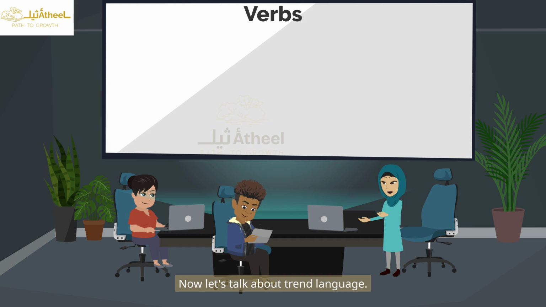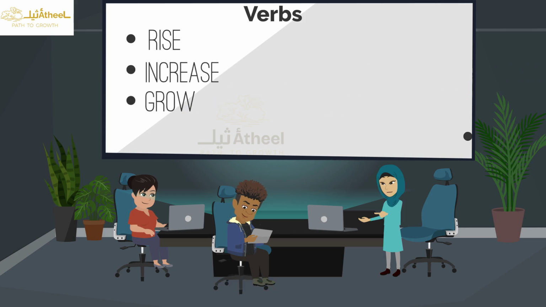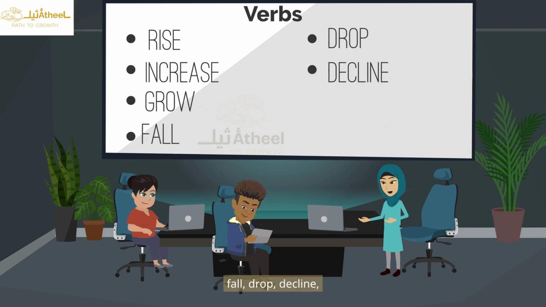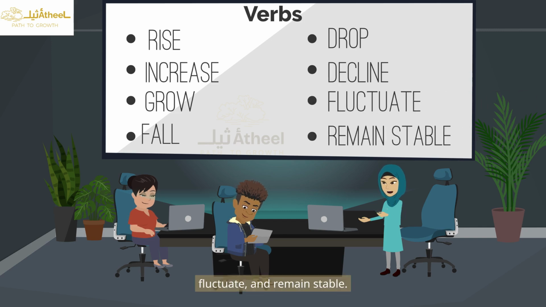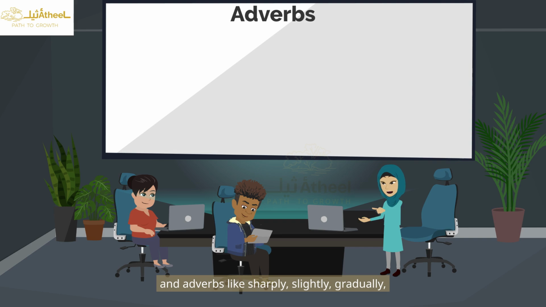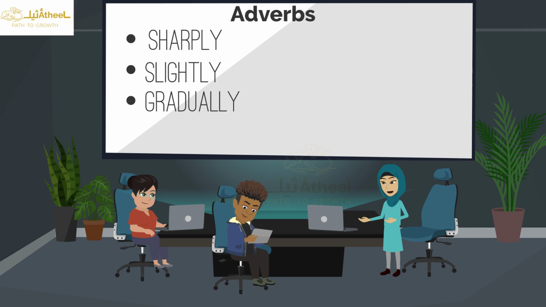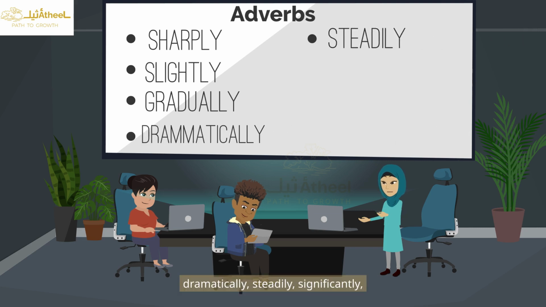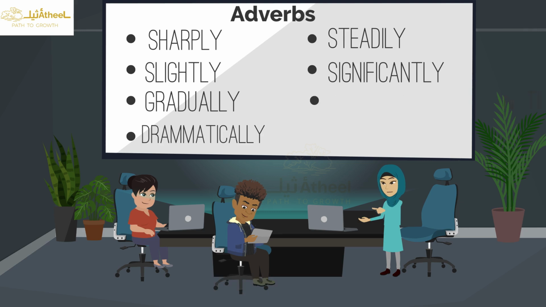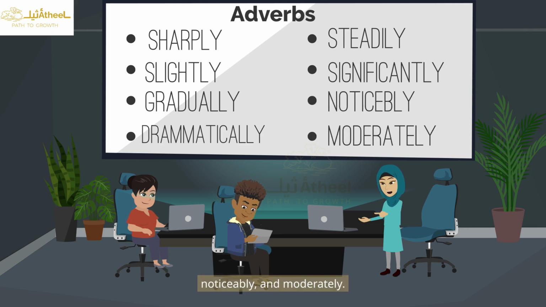Now let's talk about trend language. When you describe what's happening in a graph, focus on the trend, the direction, and the degree of change. Use verbs like rise, increase, grow, fall, drop, decline, fluctuate, and remain stable. And adverbs like sharply, slightly, gradually, dramatically, steadily, significantly, noticeably, and moderately.